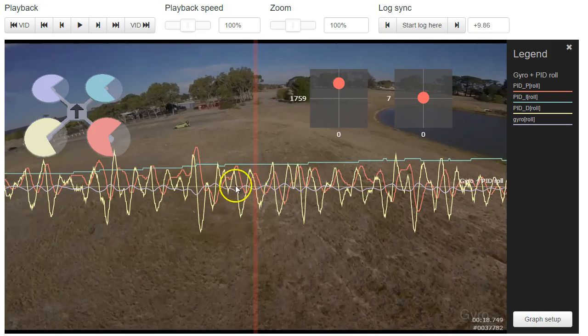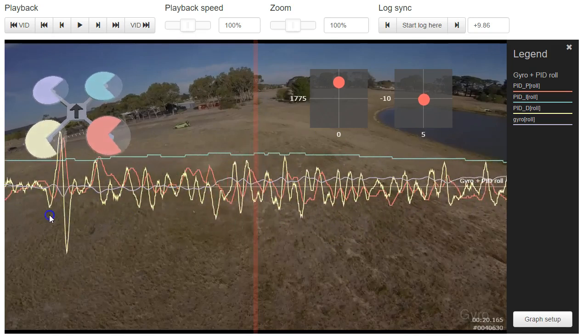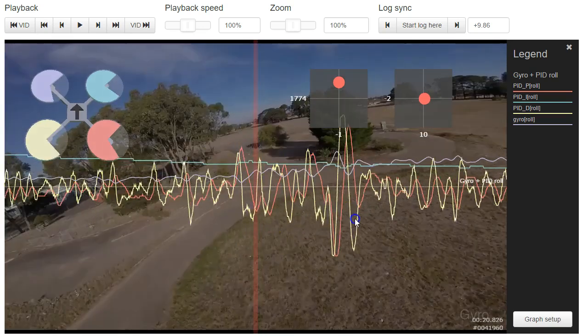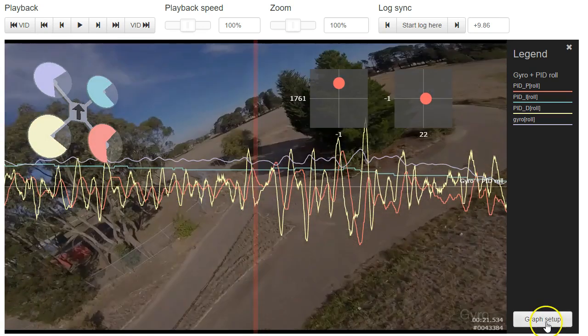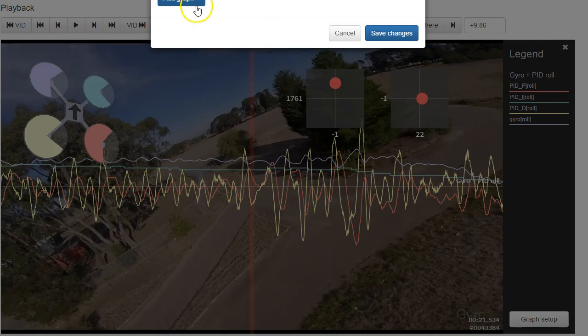Excess P gain oscillations are more sinusoidal and regular and tend to be equal in magnitude above and below the axis. Whereas here we've got these oscillations and they're kind of regular in frequency, but they're not equal in magnitude above and below the axis. And that feels to me like the D gain is too high. Yeah. Okay, so now let's look at pitch.